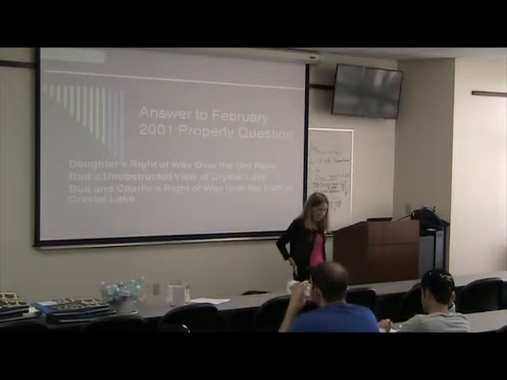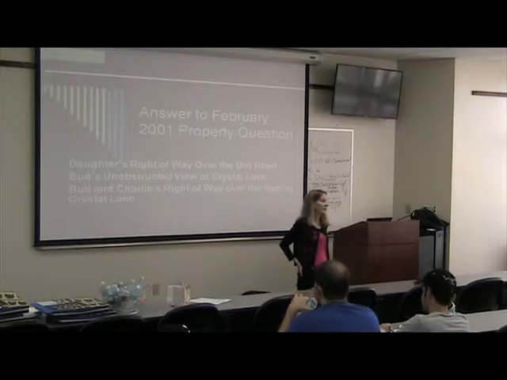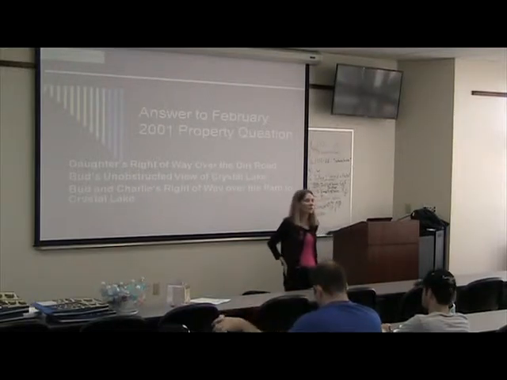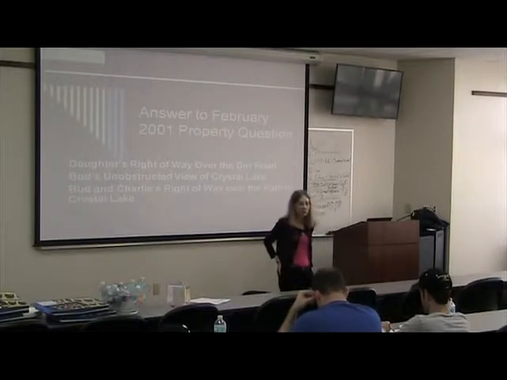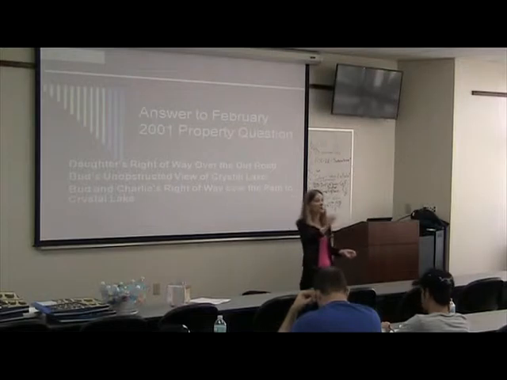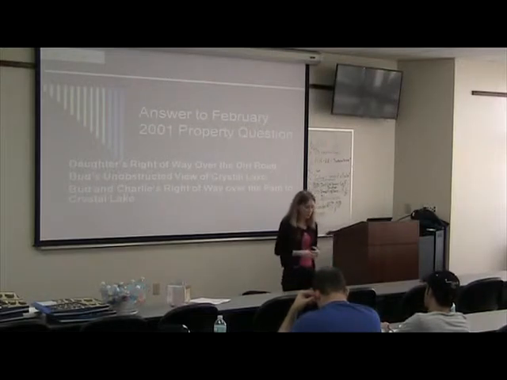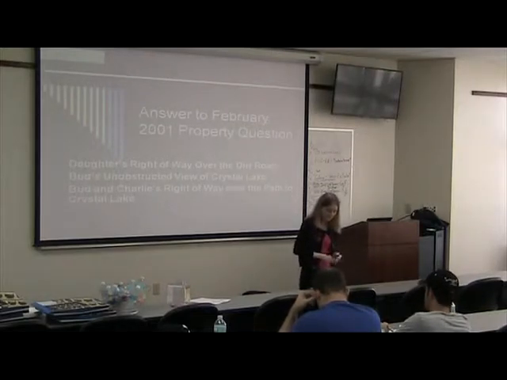And she told Bud and Charlie they can't use the path. Well, if they've already gained an easement by prescription, she's out of luck. So, Bud fenced off the dirt road, blocking daughter's access to Lot 1. Can he do that? Not if she has an easement, but we have to determine whether Art, her father, gained an easement that she can now take advantage of.